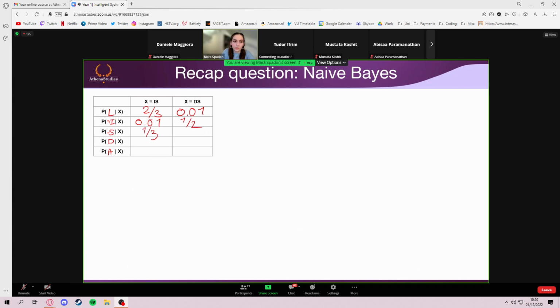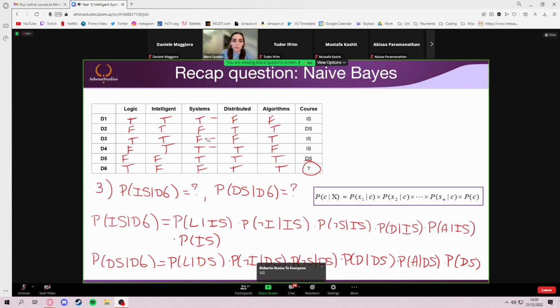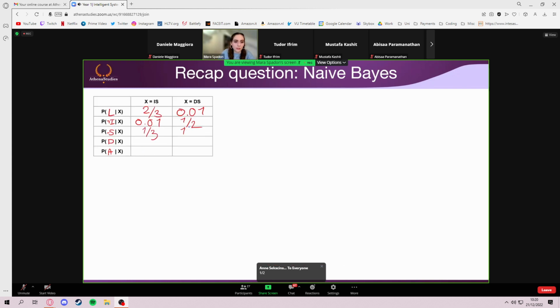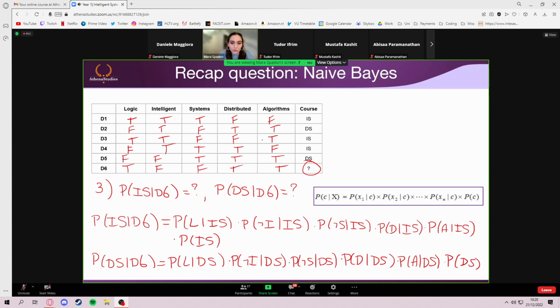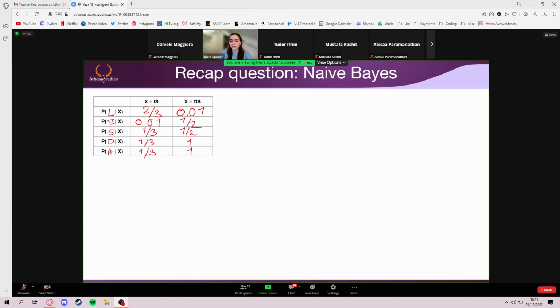And then let's do the final one together, not systems given distributed systems, 1/2, perfect. So is that clear for everyone, how we find these values? Yes, okay, great. Then I'll just fill in the rest. So this is 1/3, this is 1/3, and this is 1, because if we look at distributed systems, it's true in each case. So then we just get 2/2, which is 1. All right, perfect. So we have our formula and we have our probabilities.